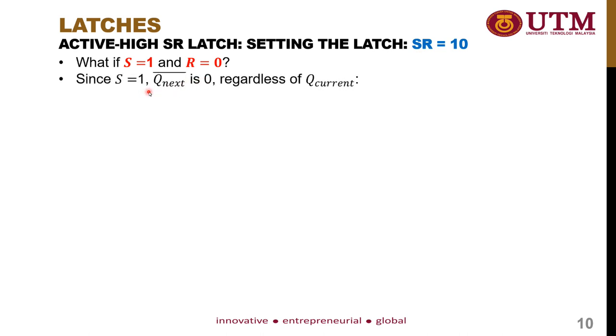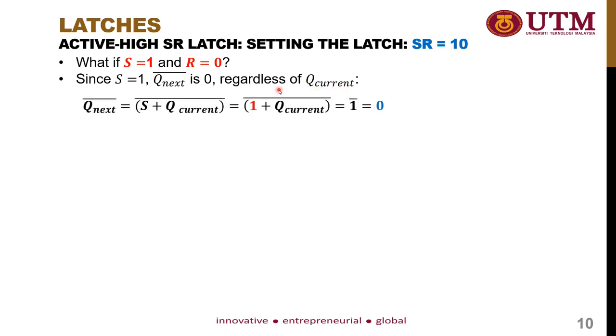So since S equals 1, Q next is 0 regardless of Q current. In order for us to prove this statement, we need to substitute the value of S inside the Q next bar equation. When we substitute the value of S, 1 plus Q current will become 1, because in binary we only have two possibilities, 0 and 1. So 1 plus 0 equals 1 and 1 plus 1 equals 1. It doesn't matter what the value of Q current is, the output will become 1.